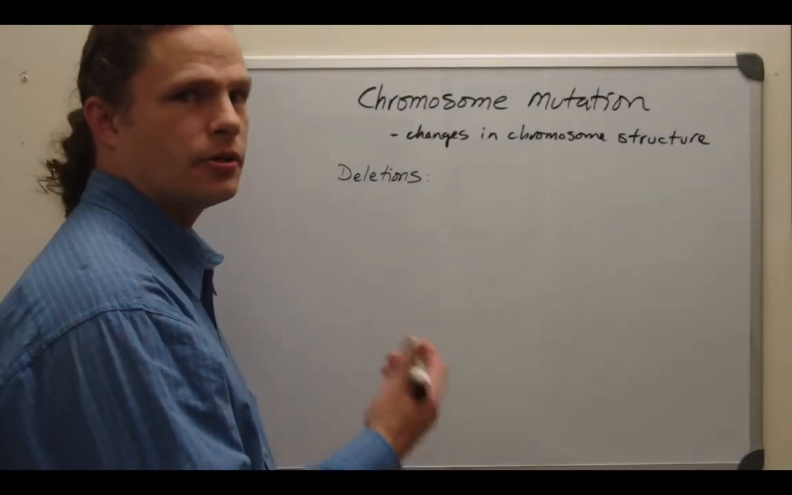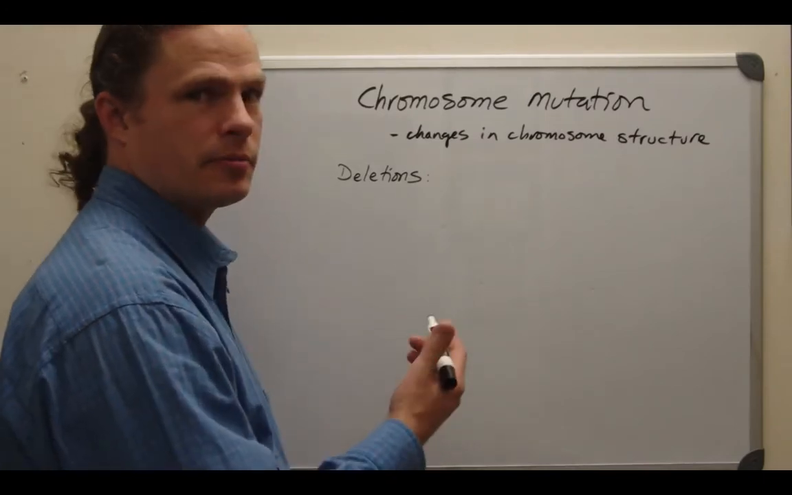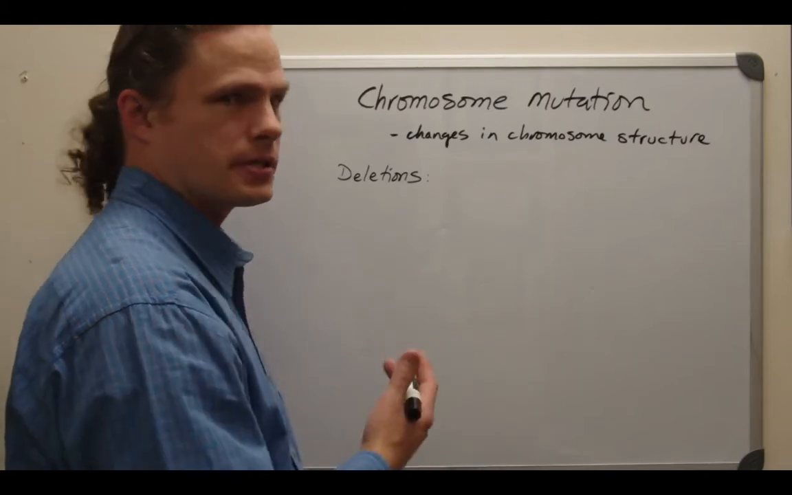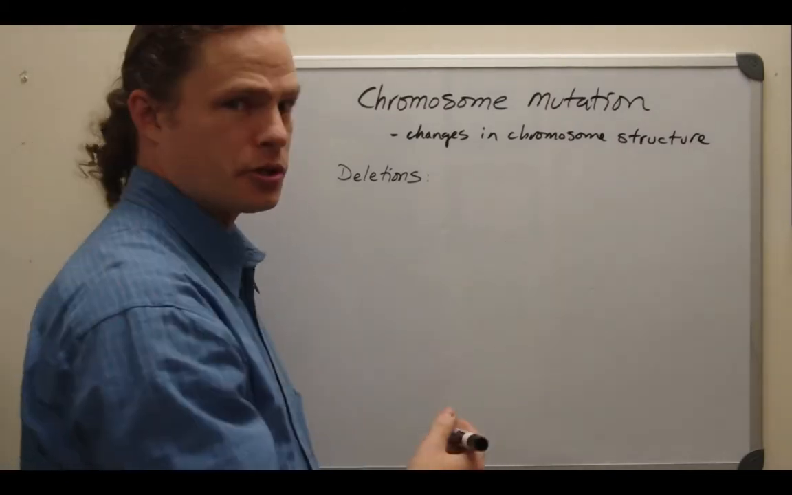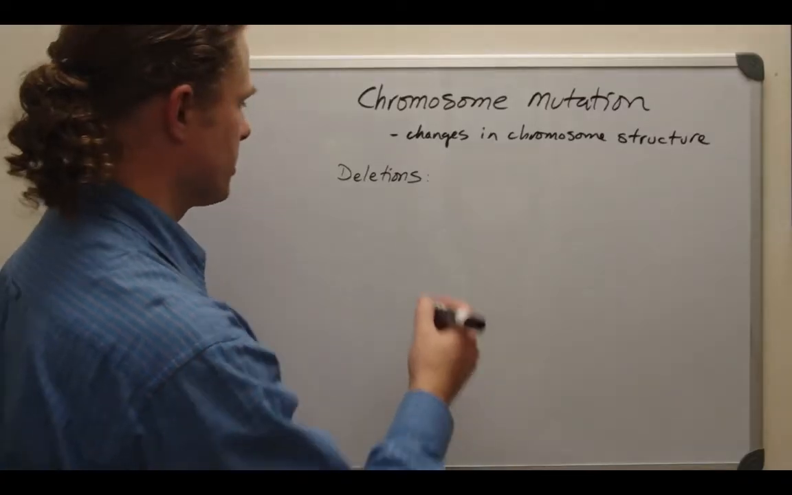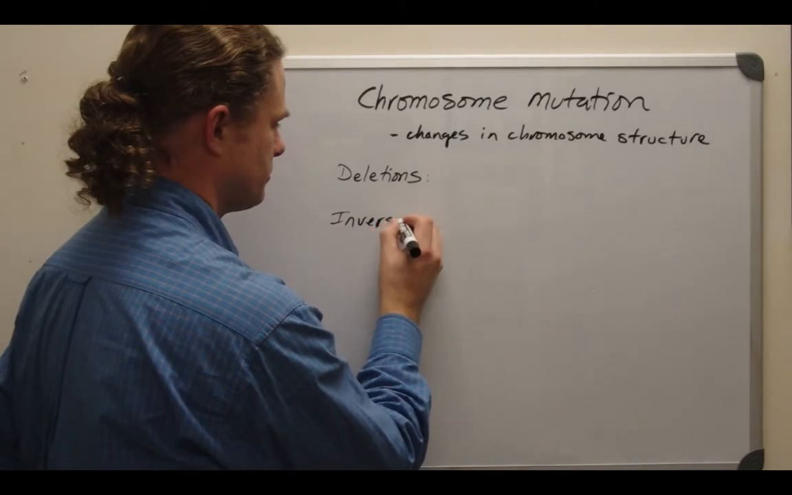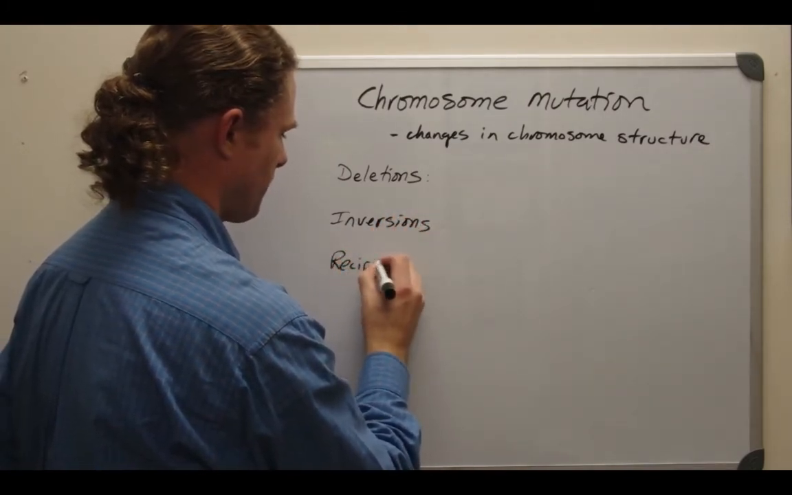Chromosome mutations are a new type of mutation that we're going to be talking about. Up until this point in the course, we've been talking about mutations at a single locus and the alleles that are present at a locus. Chromosome mutations are changes in chromosome structure, and there are three different categories that we're going to discuss: deletions, inversions, and reciprocal translocations.